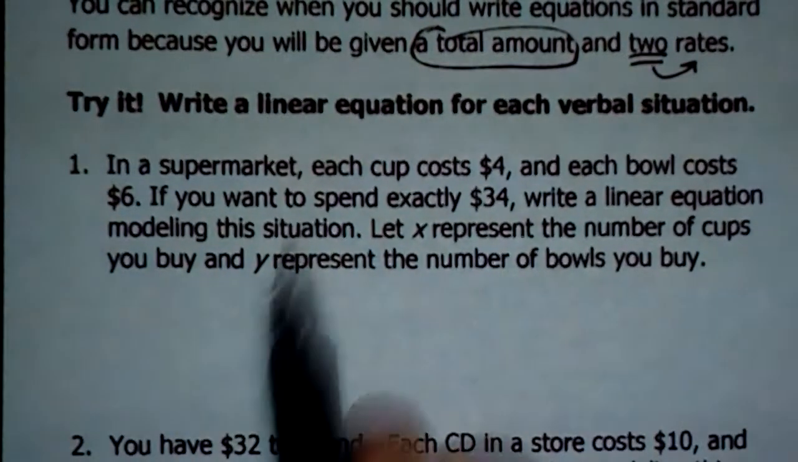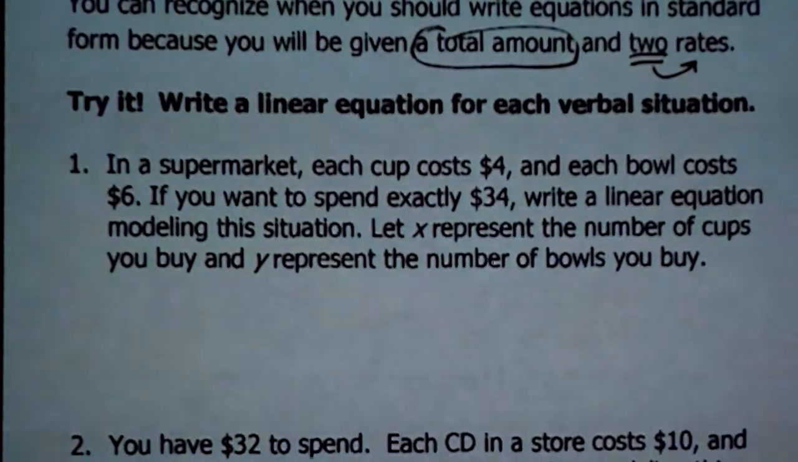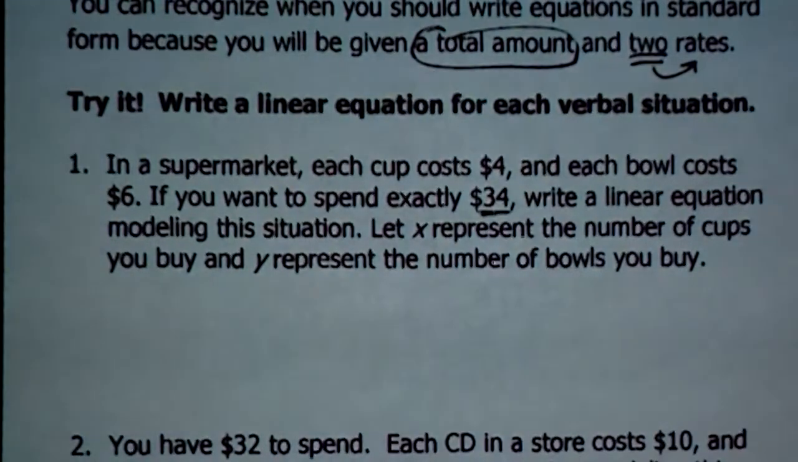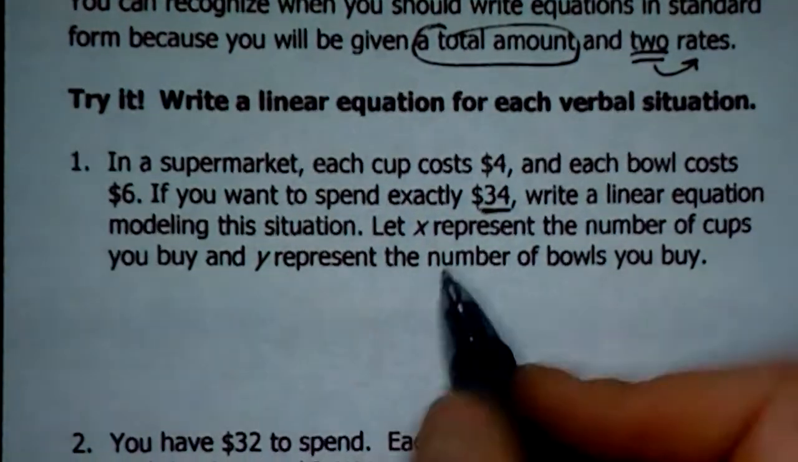It says, in a supermarket, each cup costs $4 and each bowl costs $6. If you want to spend exactly $34, write a linear equation modeling the situation. Let x represent the number of cups you buy and y represent the number of bowls that you buy. Alright, so it's $4 per cup and it's $6 per bowl, right? Isn't that two rates? And you want to spend exactly $34. That's a total.